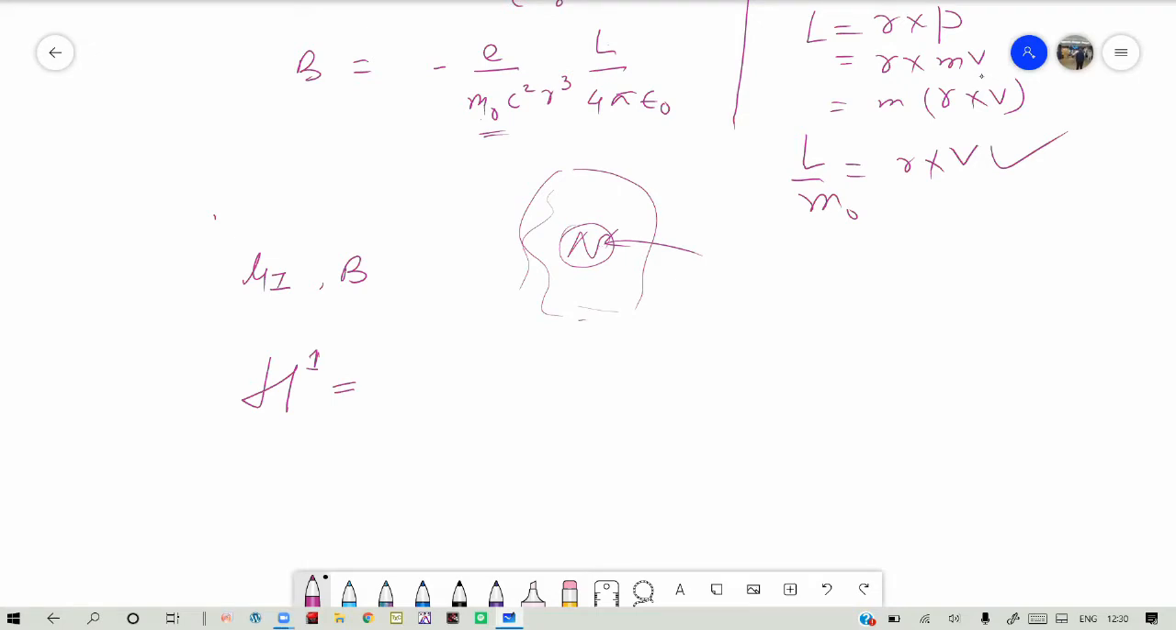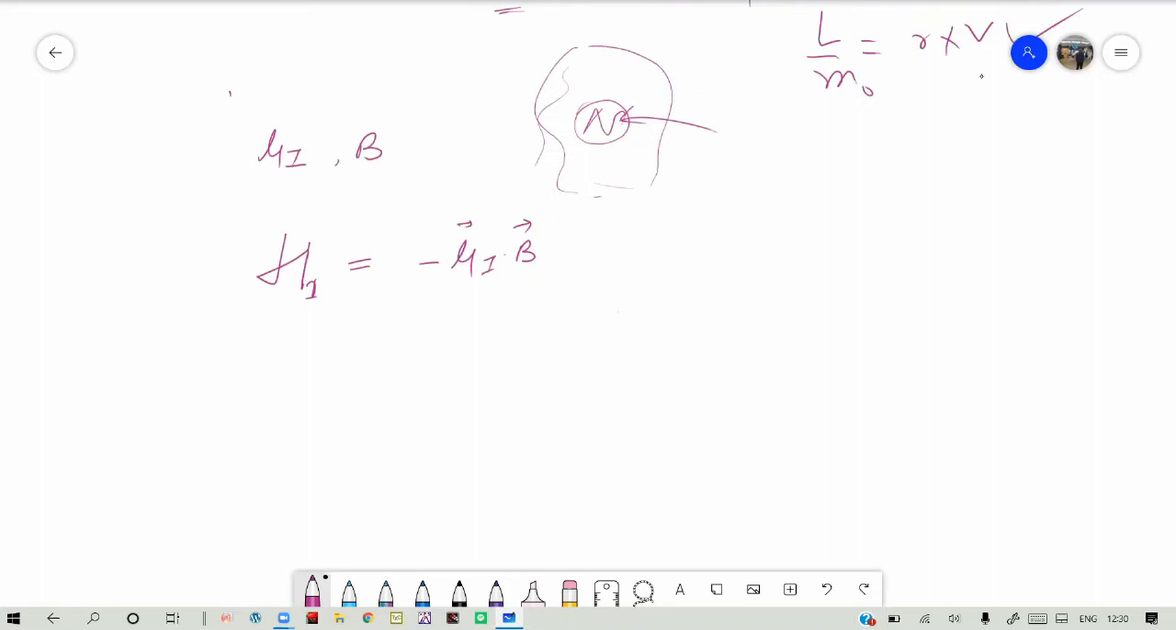And it is equal to, not necessary here, you can keep this H1 subscript. H1 is equal to minus mu I dot B. You've seen this expression? In fact, this is a magnetic potential energy actually. Energy stored in a system under the magnetic field.